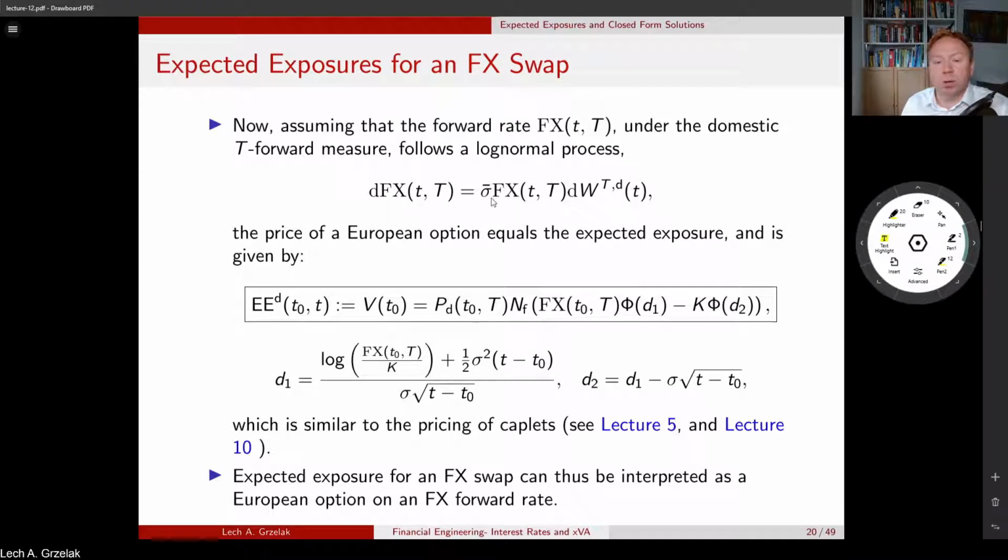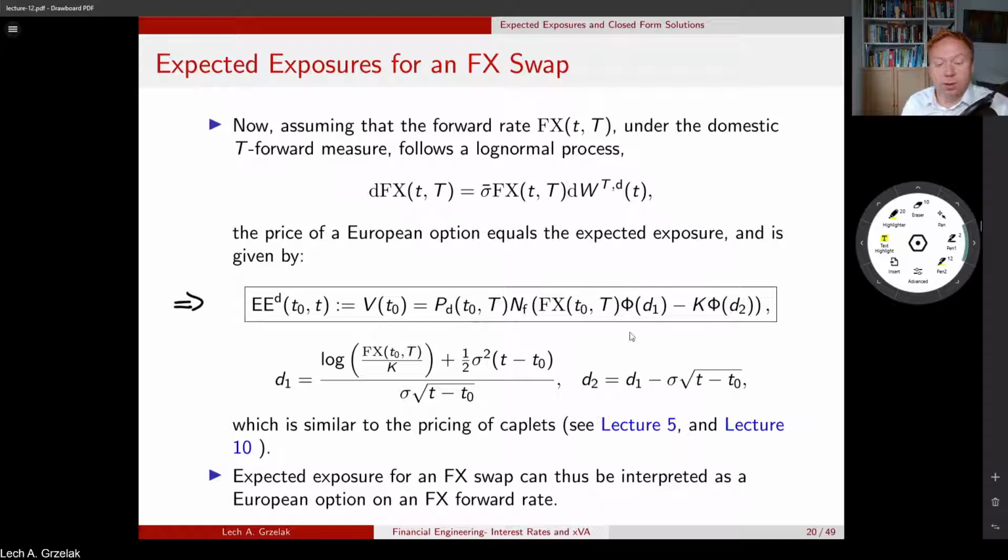Of course, we assume log normal distribution because FX cannot become negative. FX is always a ratio between exchange rates of different currencies. So we never have negativity. Assuming a log normal process, we end up with the expected exposure under the domestic measure being simply a European option price with strike 0, and this is the solution for this option price. And of course, to price it, we use the knowledge from lecture 5, where we talked about interest rate caplets, and foreign exchange from lecture number 10.